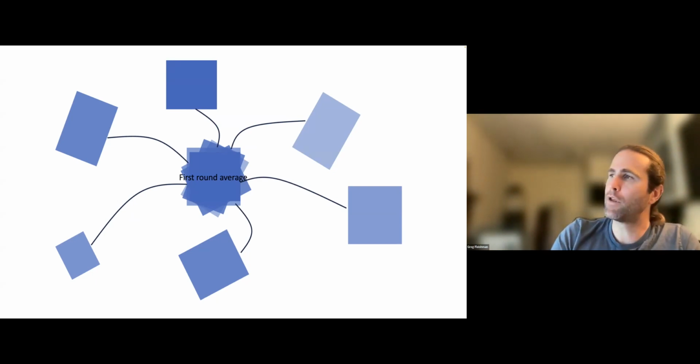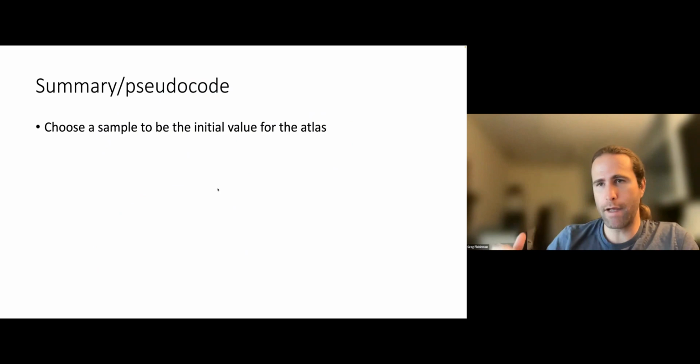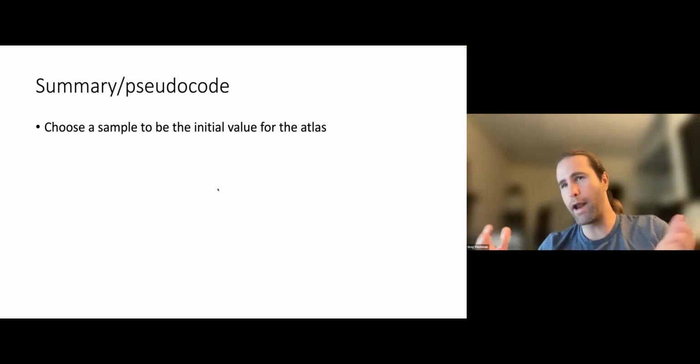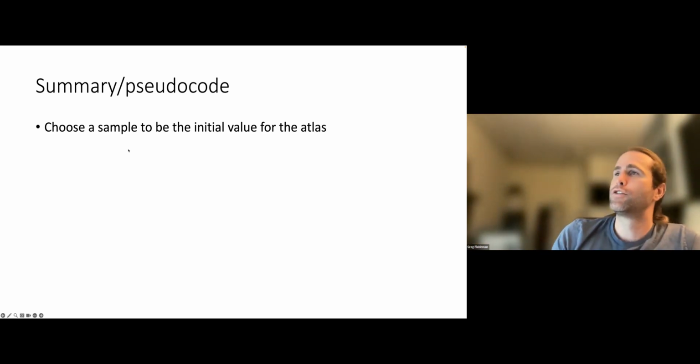So let's summarize what I just showed you in pictures, but with sort of like text pseudocode or comments. Then we'll look at the actual code, which shows you how to implement this idea. So you've got a bunch of images from the same population. Choose a sample to be the initial value for the atlas.